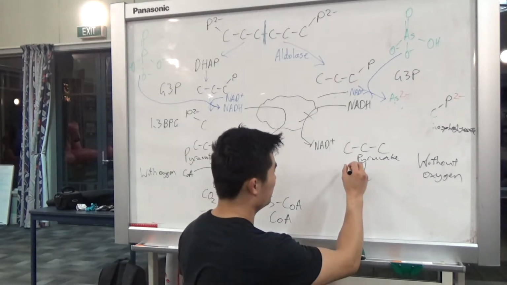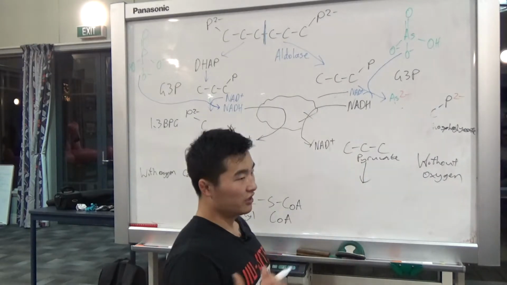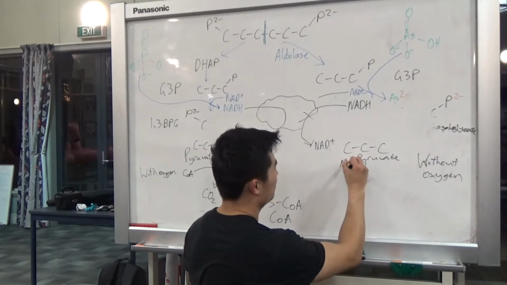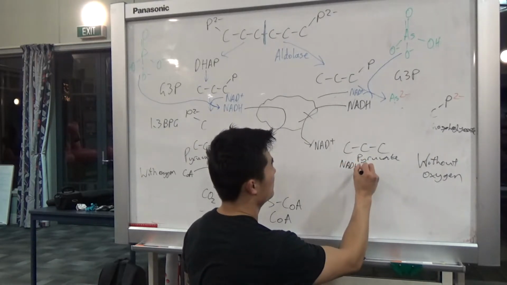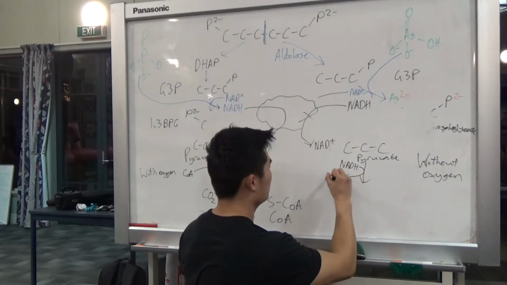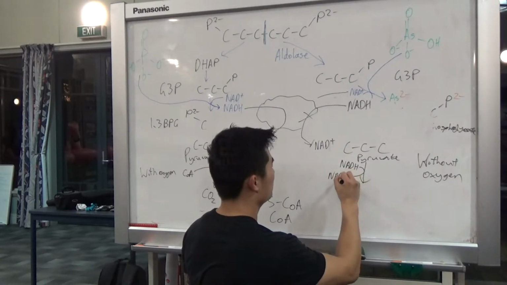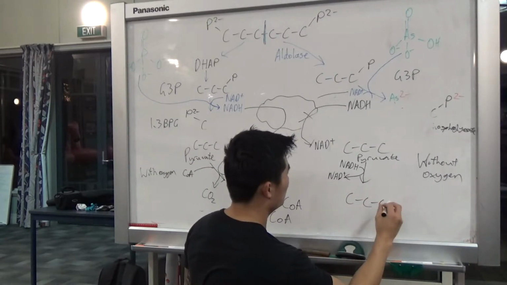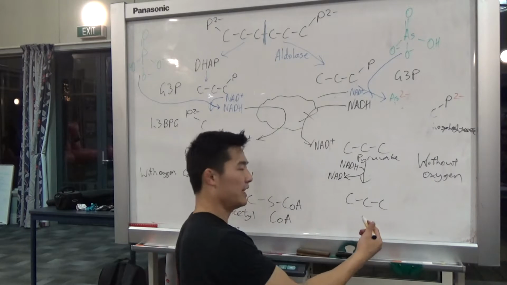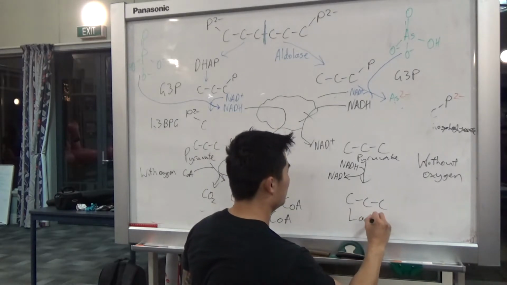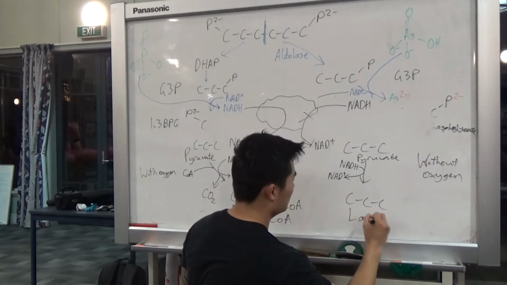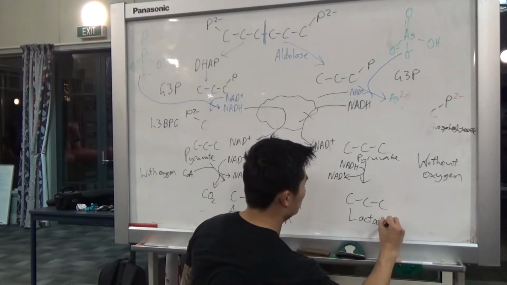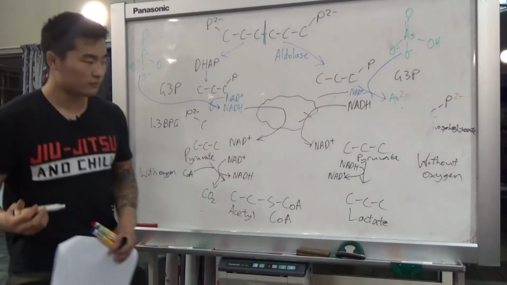So we're going to put the electrons from NADH back onto pyruvate. So you've got NADH putting the electrons back on to pyruvate. So now this is still a 3-carbon molecule, and this molecule here is now called lactate or lactic acid. Okay.